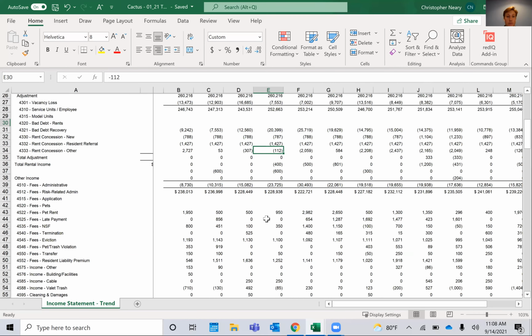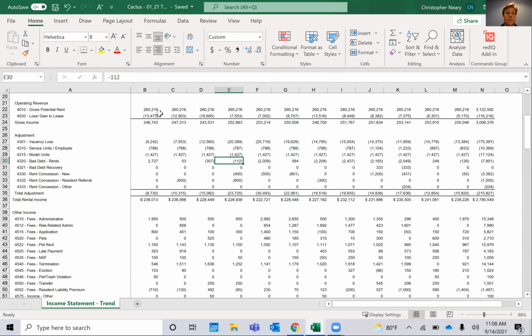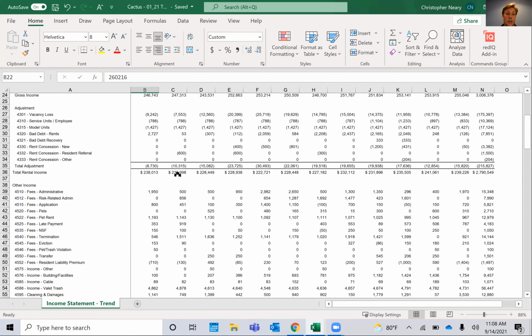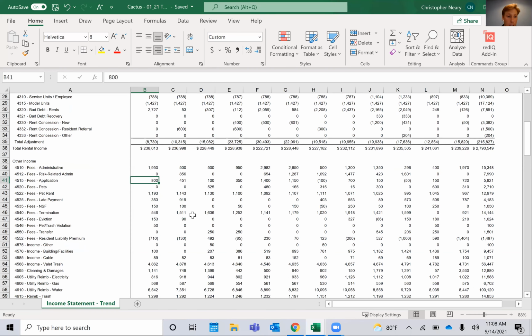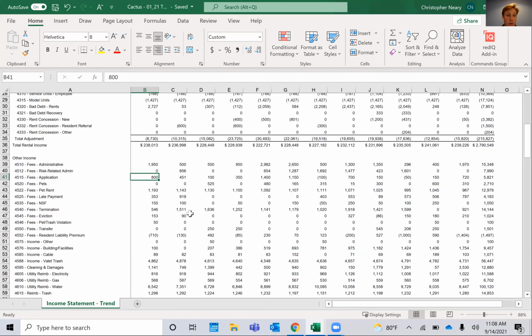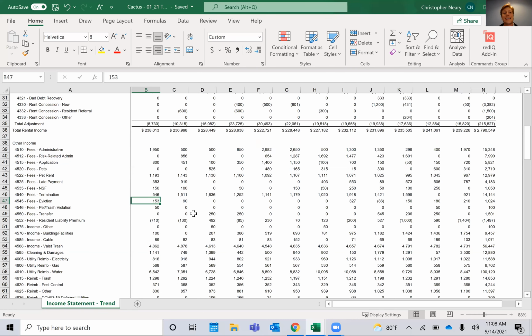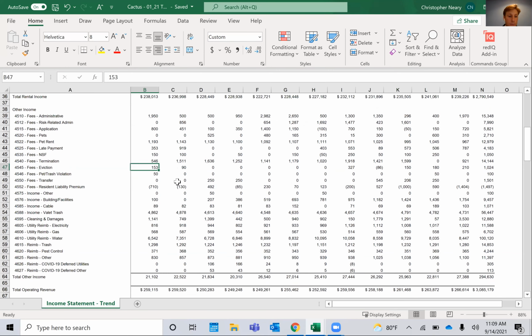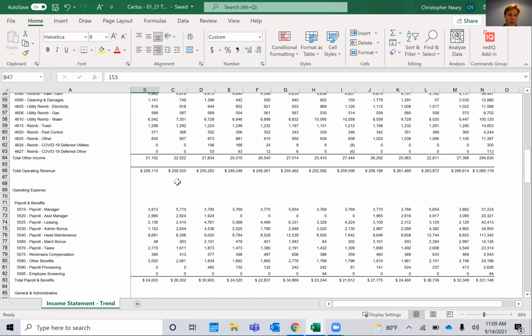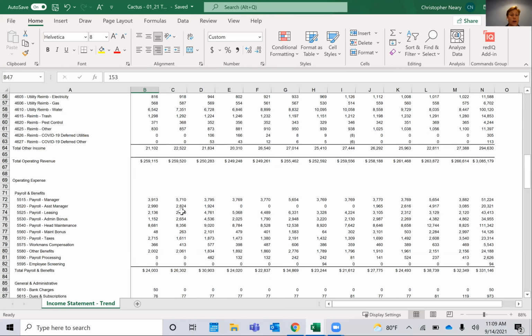Some other income. Other than the fact that people are paying rent, they're paying other things. Sometimes they pay for pets, parking or eviction, or there are so many other income possibilities. It just depends on the specific property, or it usually depends on the size. The larger the size is, usually there's more other income. So continuing on, we're going to get into our expenses.